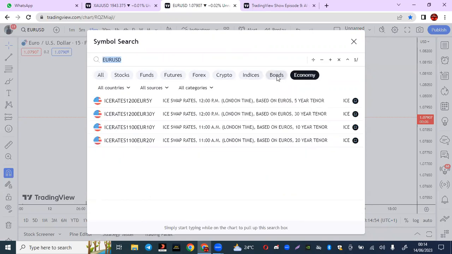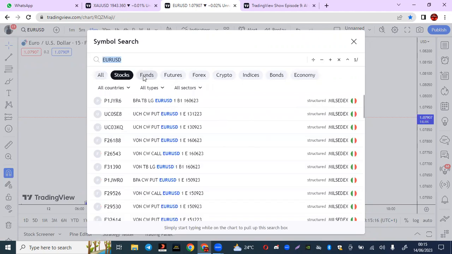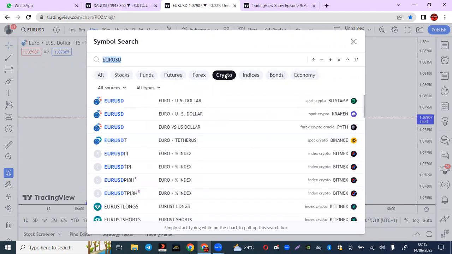Economy. So all these are different things you can trade. Actually, it depends on whether your broker offers it. Now the broker, like we learned in the basic ebook, is a firm or institution that gives you access to trade the financial market. So if your broker offers this, you can trade it as well.